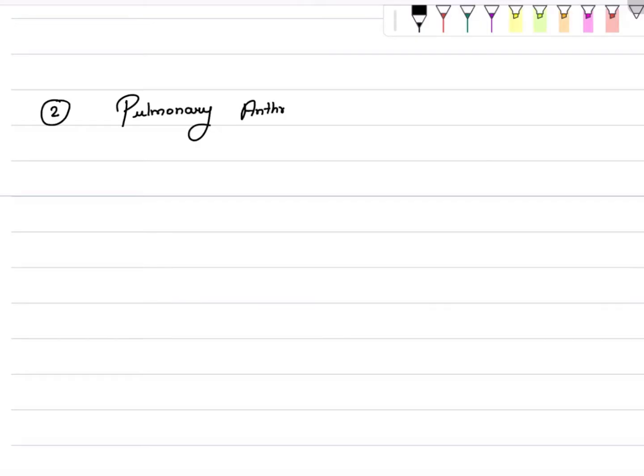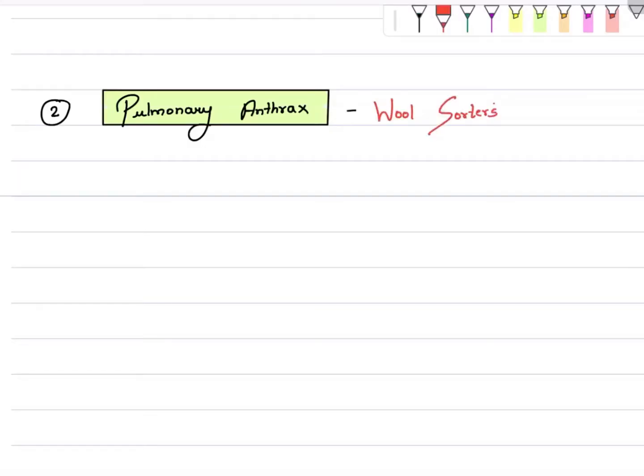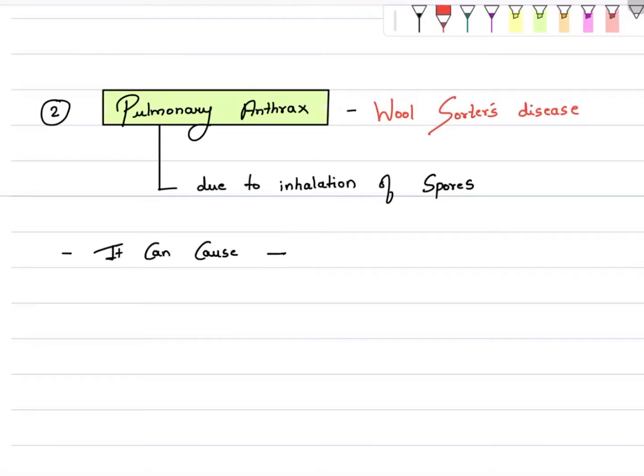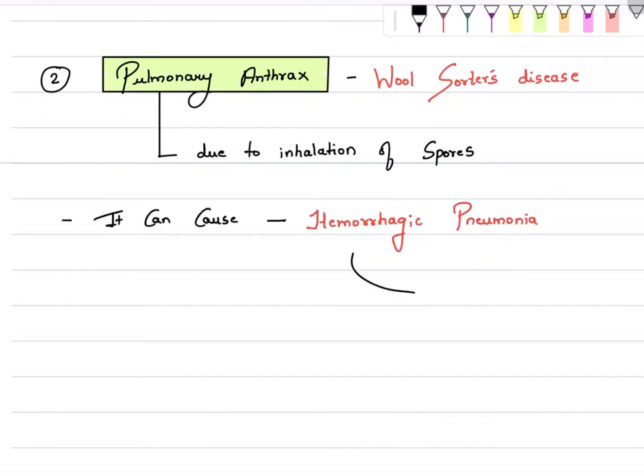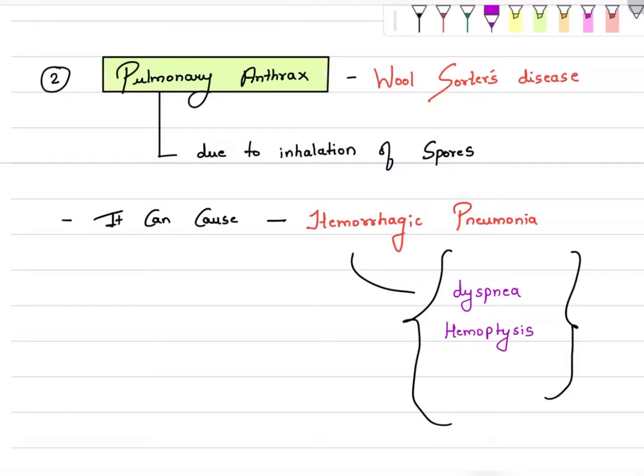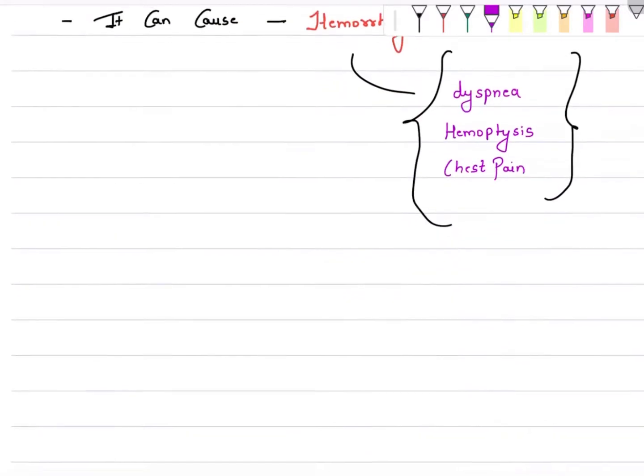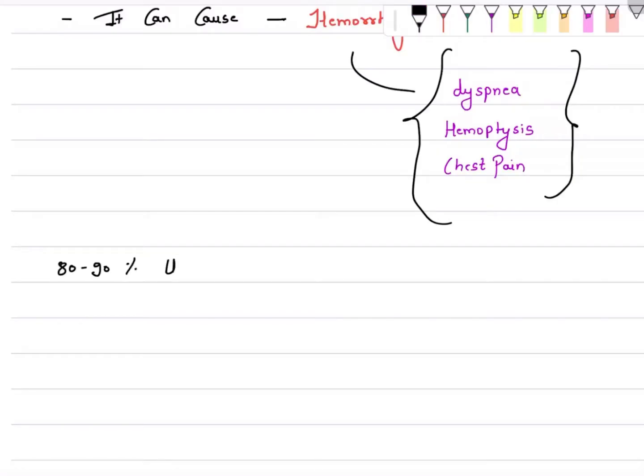Let's talk about pulmonary anthrax. It is also known as wool sorter's disease. It is due to inhalation of spores. It can cause hemorrhagic pneumonia. Symptoms like dyspnea, hemoptysis and chest pain. 80 to 90% of untreated people can get fatal septicemia.